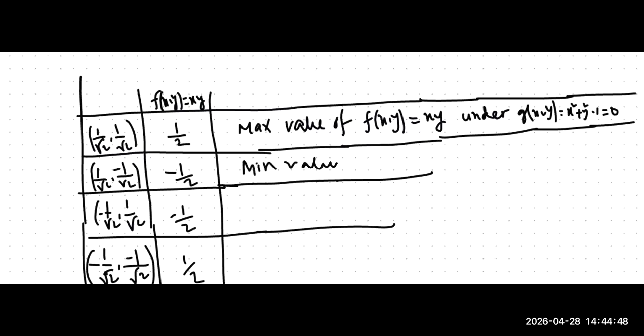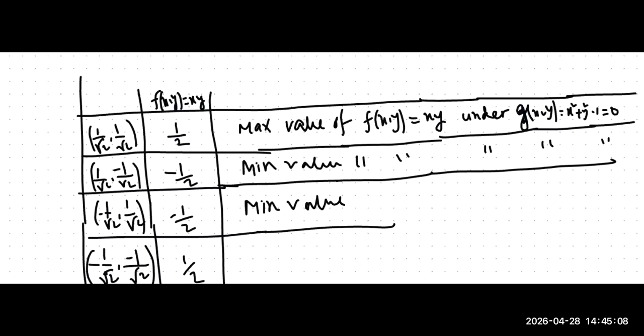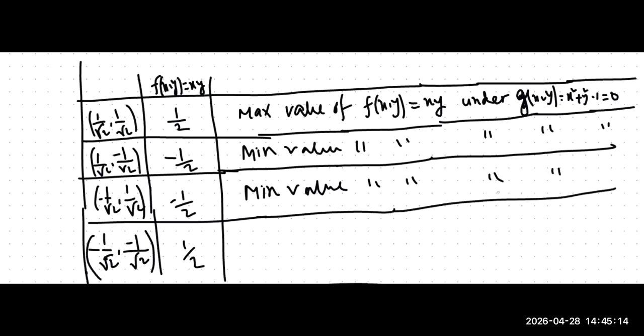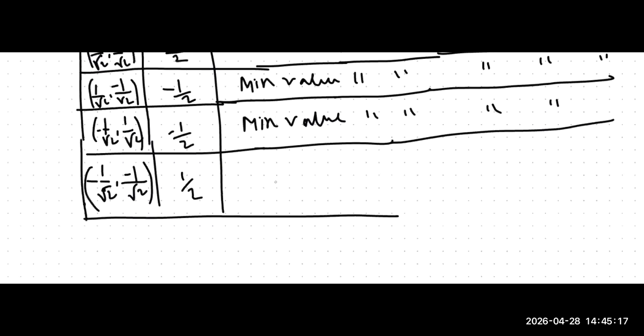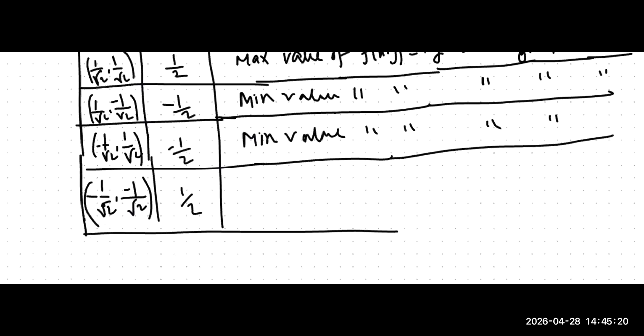Min value of this function f of x comma y under the restriction g of x comma y equal to this. And at the point minus 1 by root 2 comma 1 by root 2, this is also the relative min quantity. So this is also the min value of f of x comma y under g of x comma y. And at the last point, negative 1 by root 2 comma negative 1 by root 2, this quantity is also half, which is the maximum quantity out of these 4. So the max value of this function under the restriction.